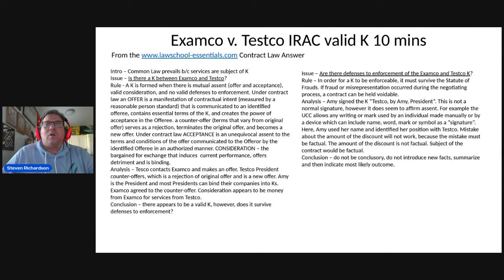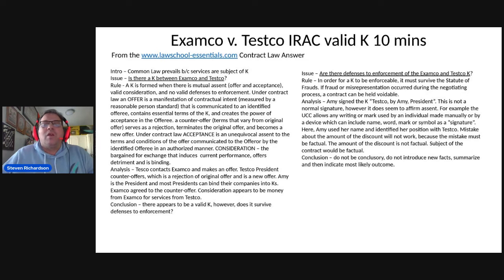So you can argue that since she's the president, writing it in this manner evinces that she's making a mutual assent to the deal. And then I told you, you might want to mention the UCC, that the signature is an individual mark, any mark or symbol could show that it's a signature. Okay, and Amy used her name, identified her position with Tesco.